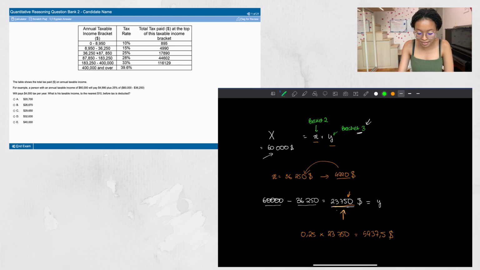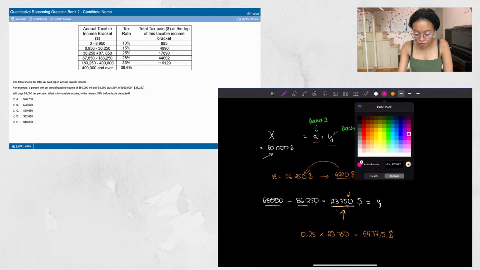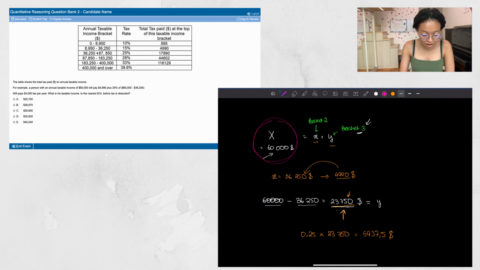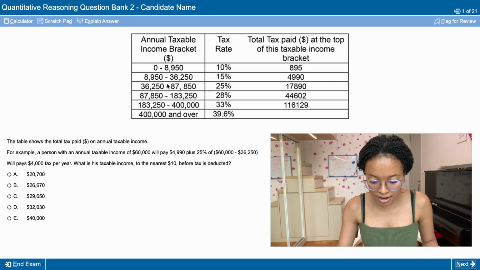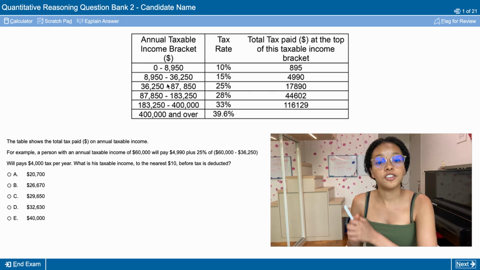So the total taxes that I actually have to pay from my whole income that I've made here is $4,990 plus $5,937. So that's the amount of money that I would have to shave away and give off to the government as part of taxes. So now that we've understood this, we can now actually move on to answering the question.